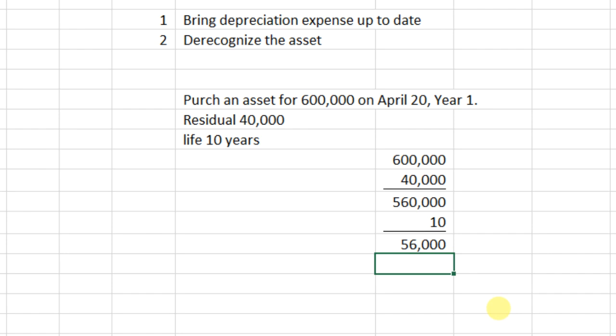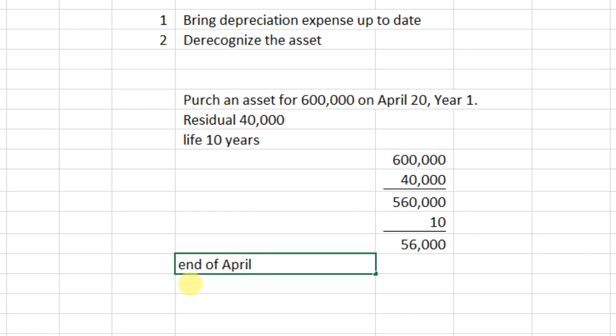Now, we may not have perfect even numbers. Only in textbooks can you have a perfect even number, right? Companies don't really buy equipment for like $1 million and depreciate it for 10 years with no residual. In real life, you need to deal with some odd amounts. So the first odd amount we're going to deal with is the fact that we have partial year depreciation. So April 20 rounds to the end of April. And of course, April is the 4th month, which means we will have owned this 8 months out of 12.